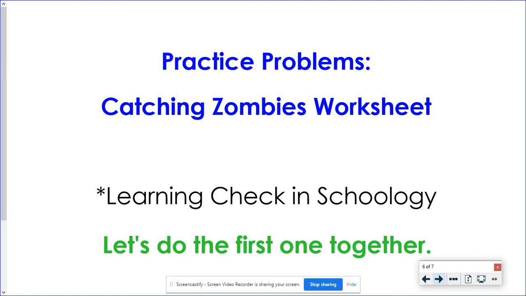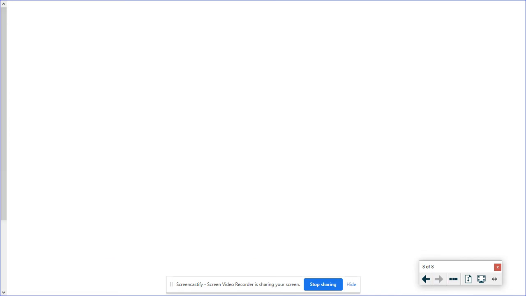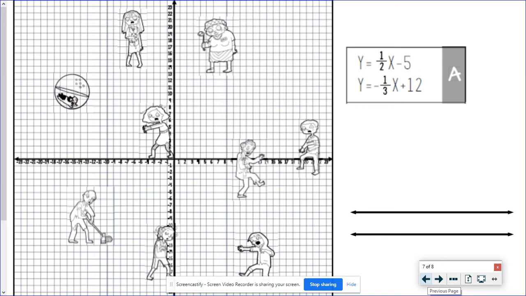The learning check is going to be from this worksheet, so I need you to graph very, very accurately. You can't just kind of get 2 or 3 points and freehand a line. I need you to use a straight edge because, let me show you what this is going to look like. There it is. This is what the worksheet looks like. It's not a great image, and some of the vertical lines didn't show up when I took the screenshot of it. But the first one that we're doing is A, which you can see on the screen right now, y equals 1/2 x minus 5, and the other equation is y equals negative 1/3 x plus 12.